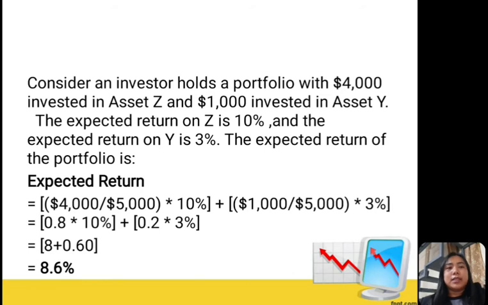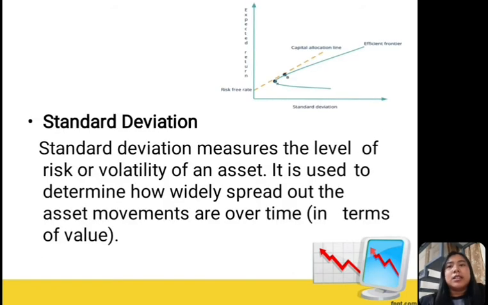Next, we have the standard deviation. Standard deviation measures the level of risk or volatility of an asset. It is used to determine how widely spread out the asset movements are over time. Assets with a wider range of movements carry higher risk.